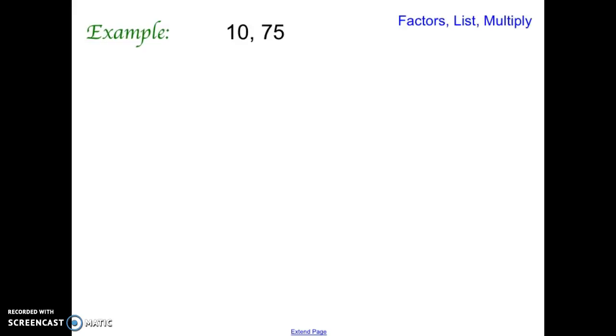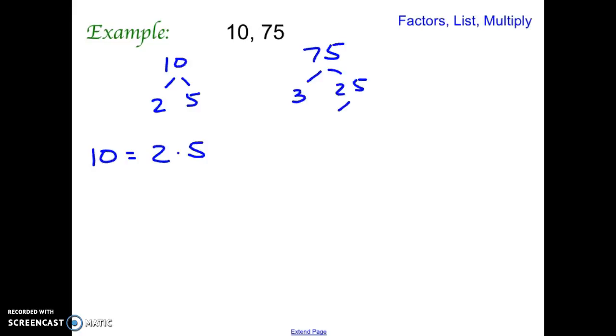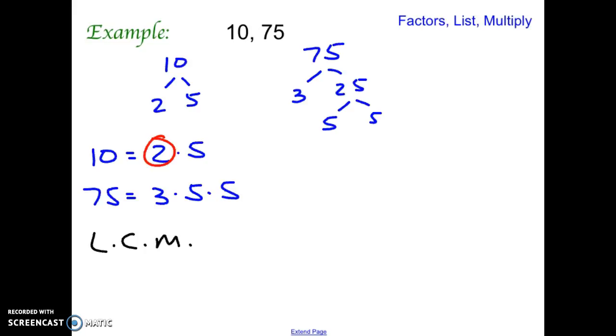Our next example, we got 10 and 75. For the 10, we can break that down into 2 times 5. Those are both prime. For 75, let's see, it's 3 times 25, 5 and 5. So 75 is going to be 3 times 5 times 5. So for our least common multiple, we're going to start looking and listing our terms. So if we start, there's a 2 in the first term. So that means there's going to be a 2 in our least common multiple.